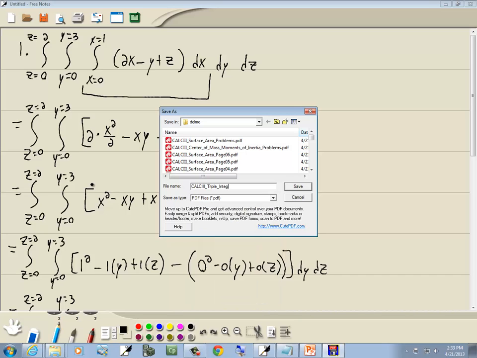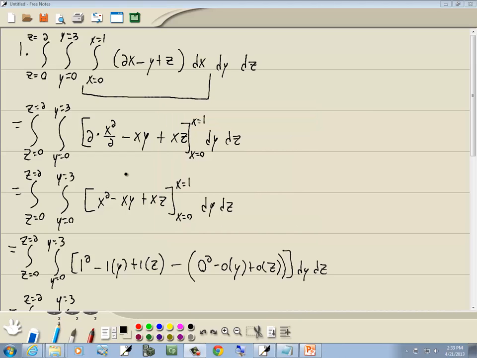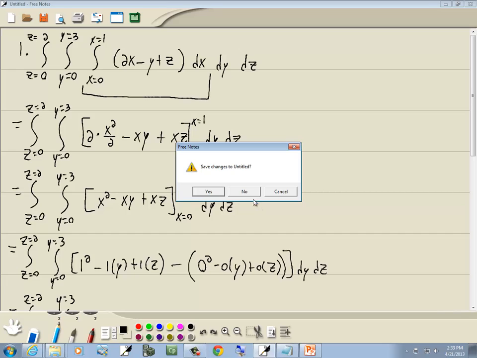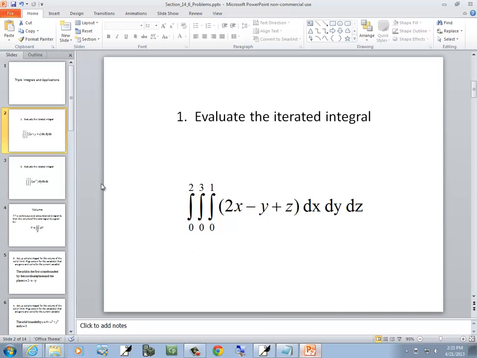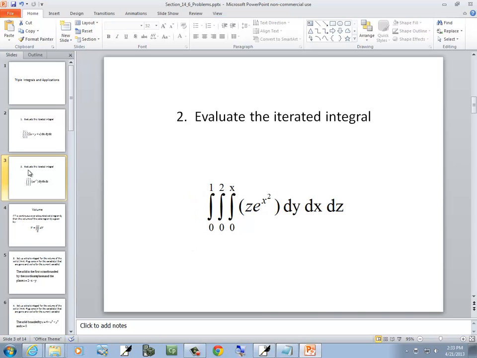Triple integrals and applications. Page 01.pdf. There we go. And let's look at our second problem.